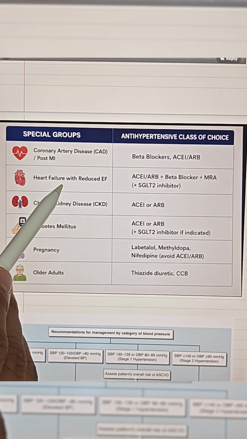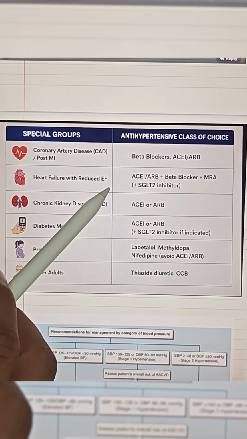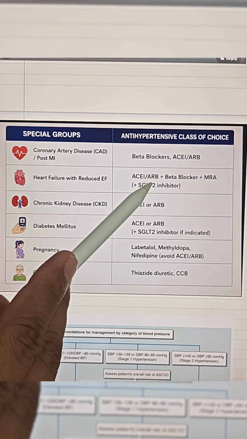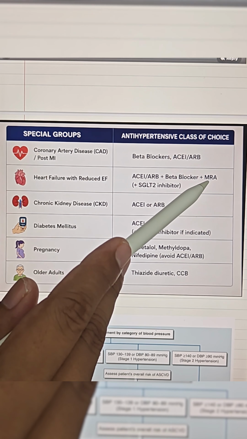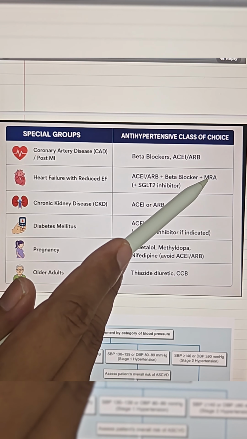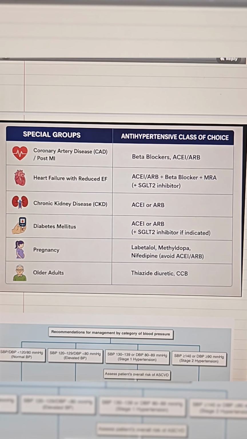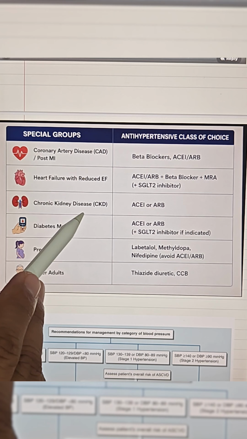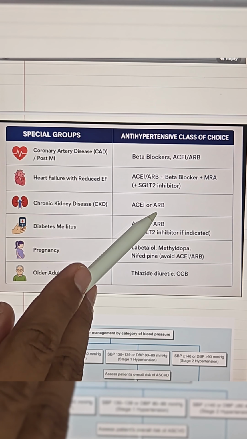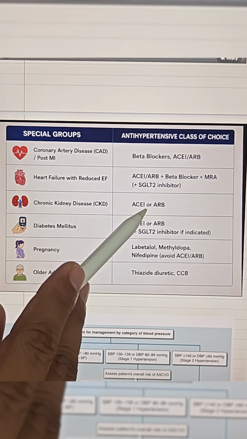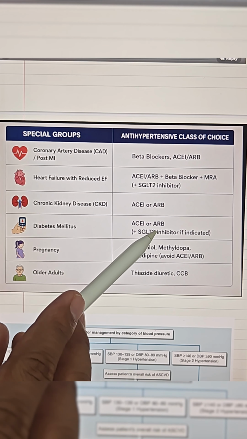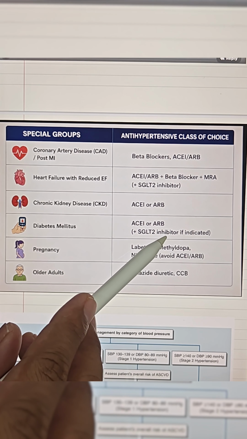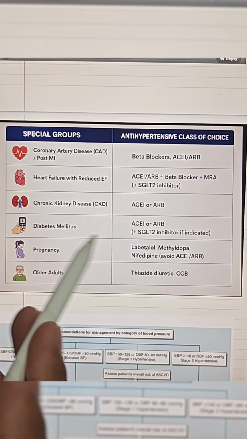Now patient with heart failure with reduced ejection fraction, then ACE inhibitor or ARB to be used, beta blocker to be used as it is a cardiac condition. MRAs and SGLT2 inhibitors are preferred in this case of heart failure. Now, patients of chronic kidney disease, ACE inhibitors and ARBs are preferred to reduce proteinuria. Patients of diabetes, same ACE inhibitor, ARB, and then SGLT2 inhibitor due to the diuresis effect.